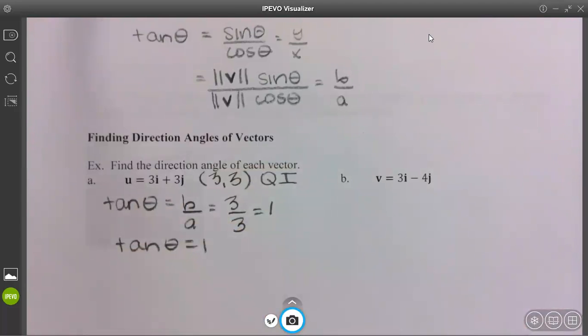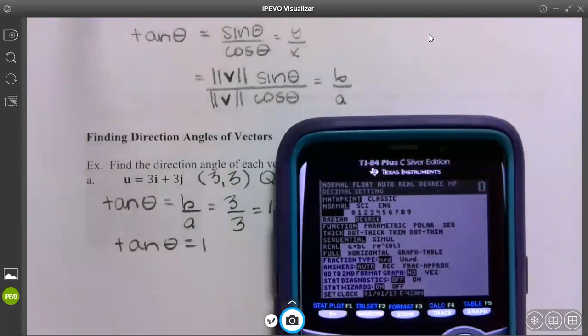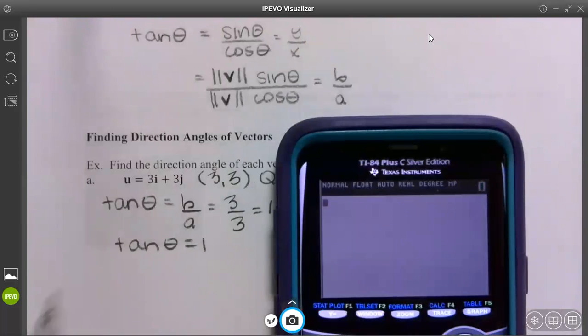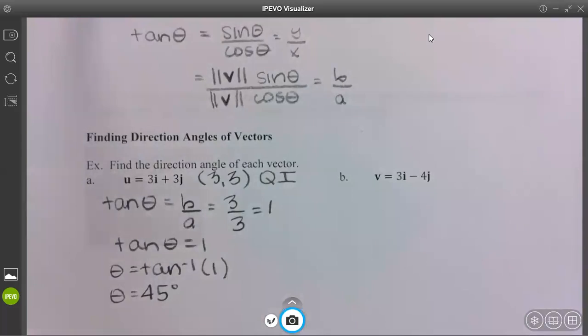Grab my calculator real fast. I have to do it on my phone, so I apologize. Get it pulled up. We're trying to find the angle, so make sure it's in degree mode. And then to get theta, remember theta equals tan inverse of 1. So second tan 1. And we get that our angle theta is 45 degrees.